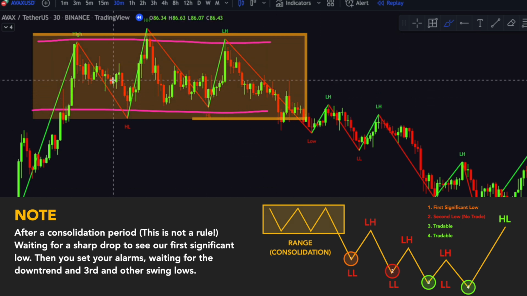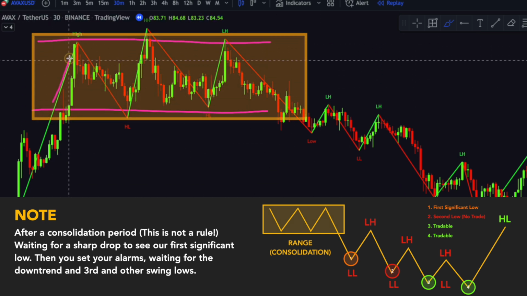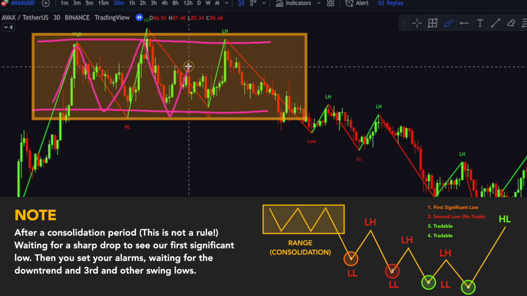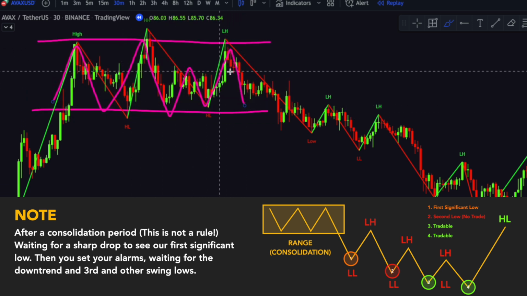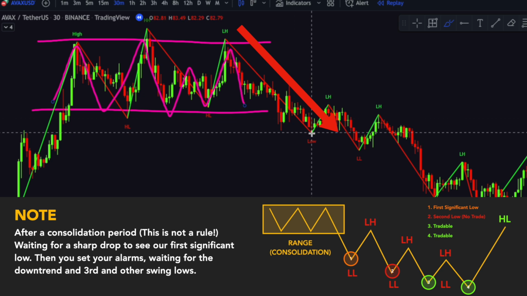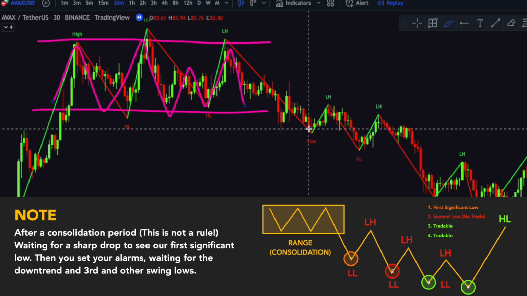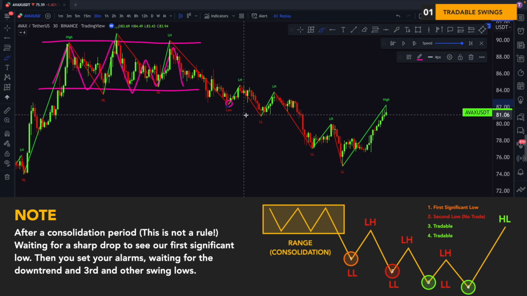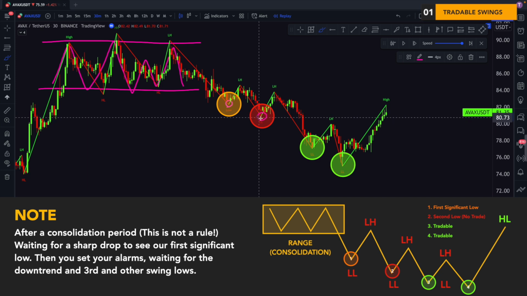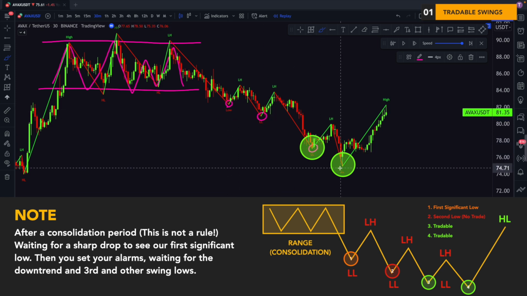As you can see in this chart, AVAX was consolidating for quite a while. However, at one point in time, we get this sharp drop and form our first significant low out of the range. Then, as you can see, the security starts a downtrend by performing lower lows and lower highs. If you remember the previous method, I'm not trading the significant low and the second low to get my momentum boxes. Here, as you can see, my tradable lower lows are the third and the fourth ones.